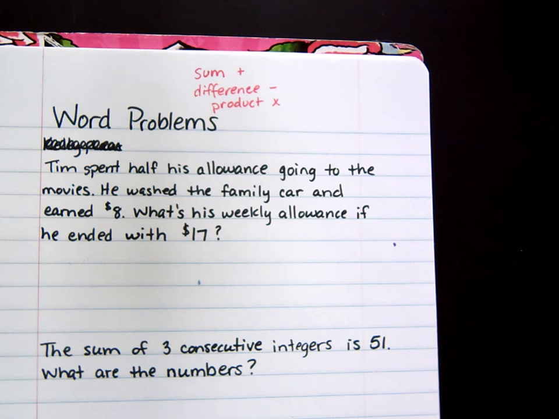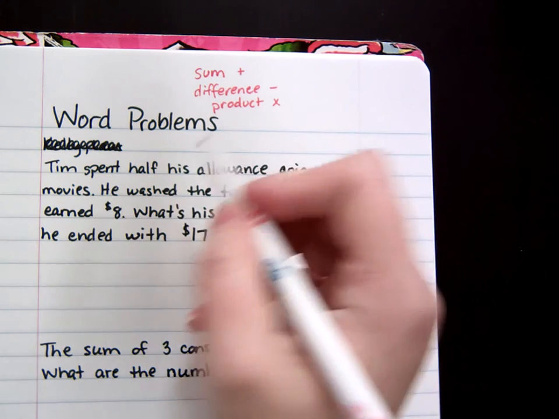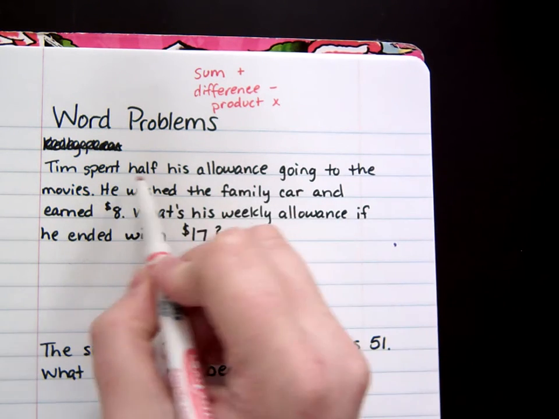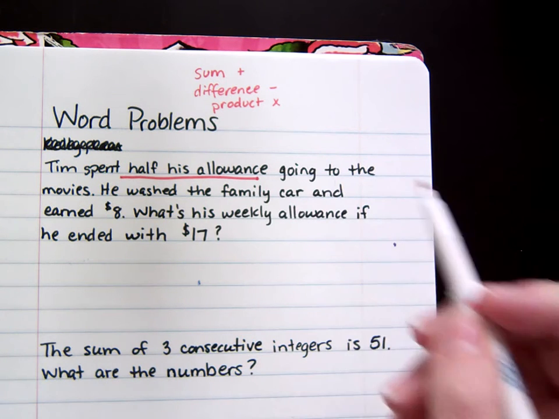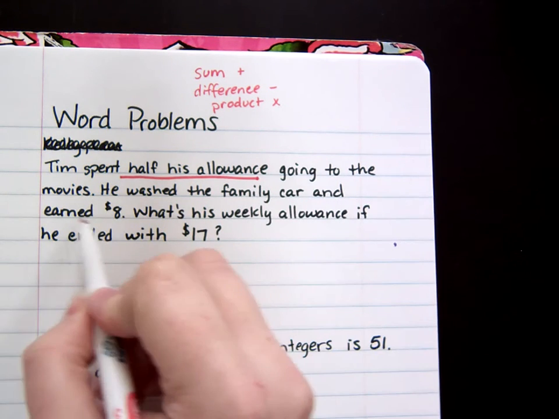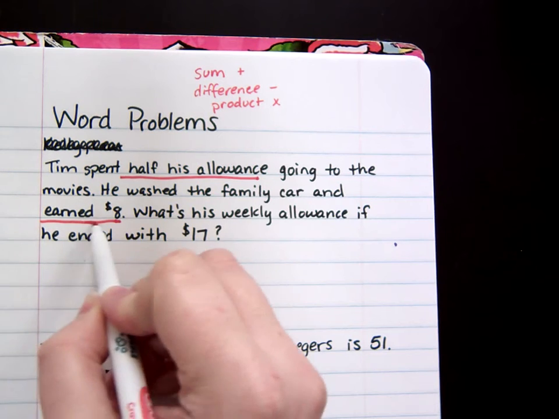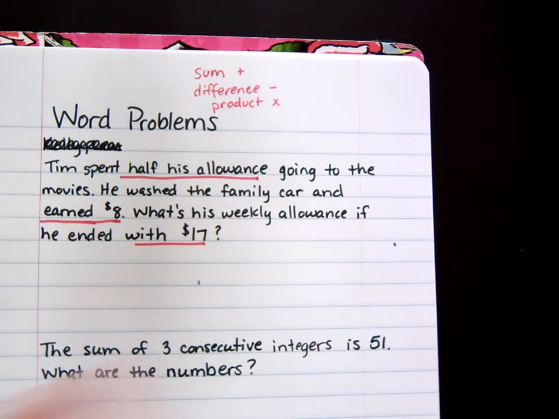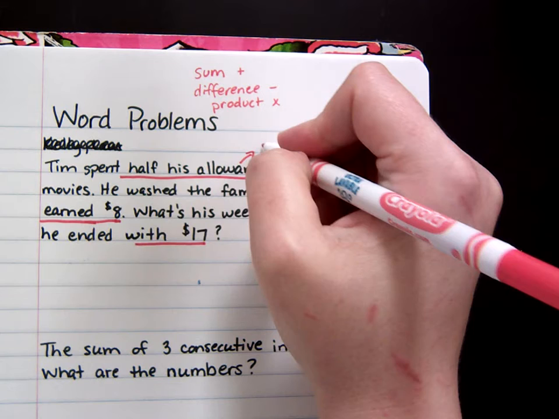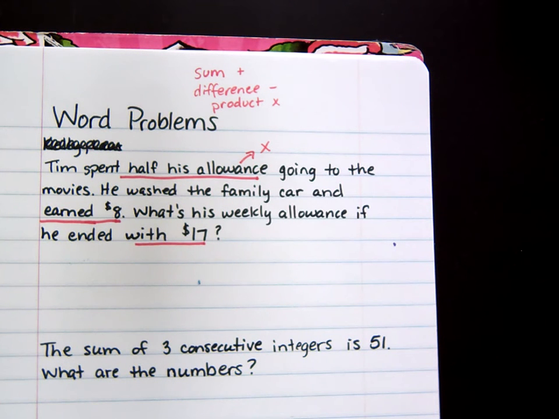So when you go through and read word problems, look for key phrases. Alright, so Tim spent half his allowance going to the movies. He washed the family car and earned $8. What's his weekly allowance if he ended with $17? Alright, we don't know what his weekly allowance is, so we're going to say his allowance is x, because we don't know it.